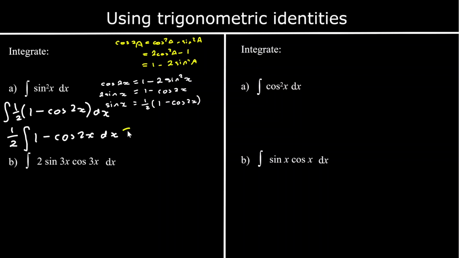So what are we going to get? I'm leaving the half on the outside. 1 integrates to give x. A cos would integrate to give a sine. And we're going to divide by the bracket differentiated. So dividing by 2 or timesing by a half. So minus a half times sine 2x and plus c on the end.